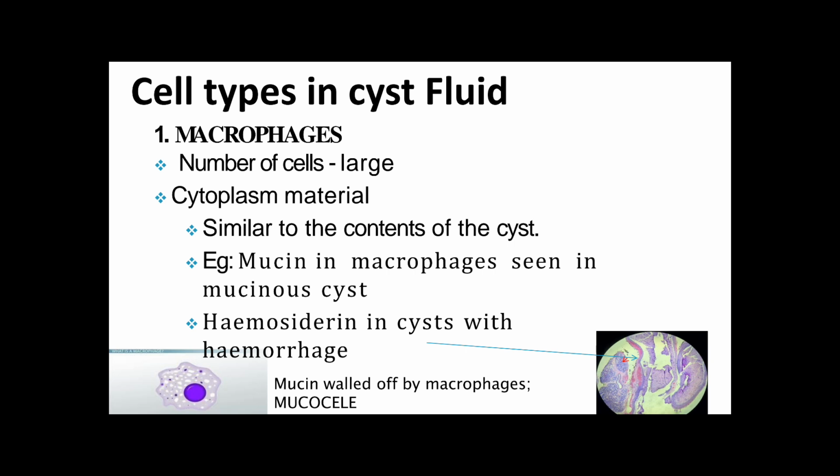When we consider other cells, the macrophage is in a very high number. Normally cysts contain a low cellular component, and among the cellular components, macrophages are the largest in number, right? According to the cyst type, if it is a mucinous cyst, the macrophages contain mucin. If it is a hemorrhagic cyst, sometimes we can see the hemosiderin, right?